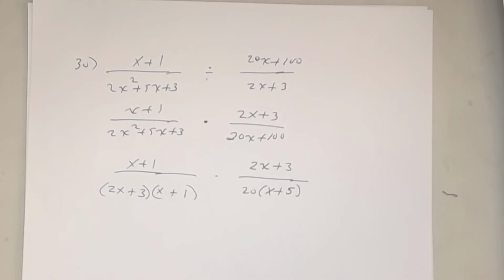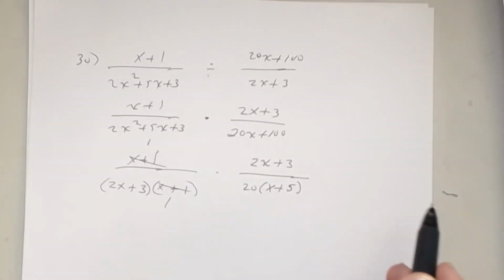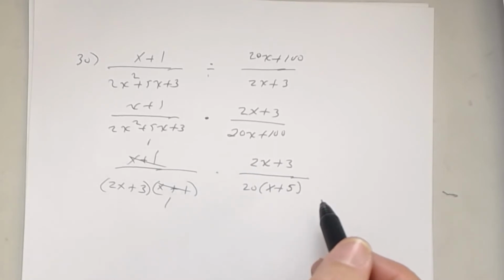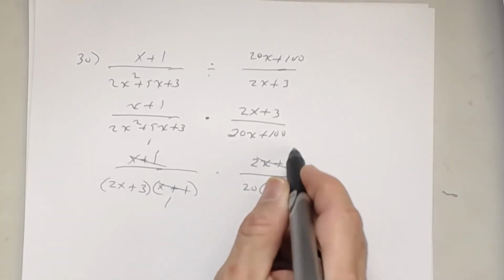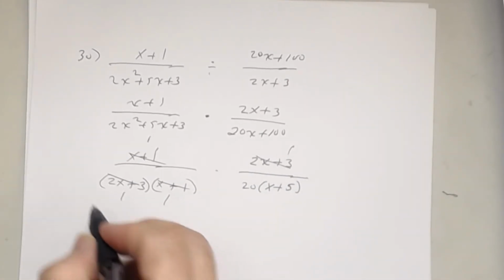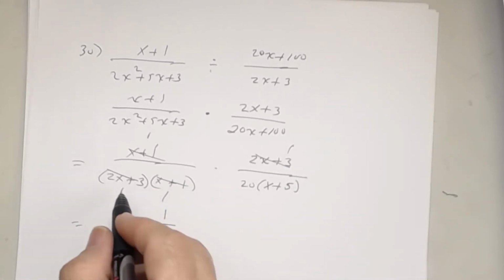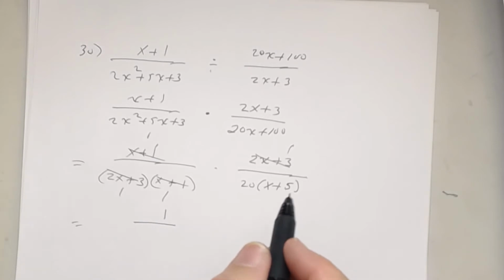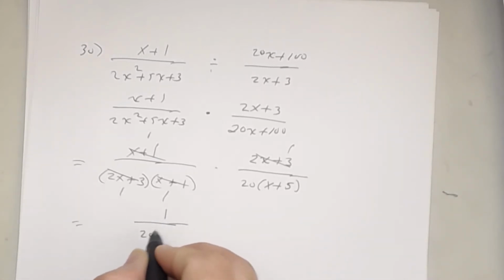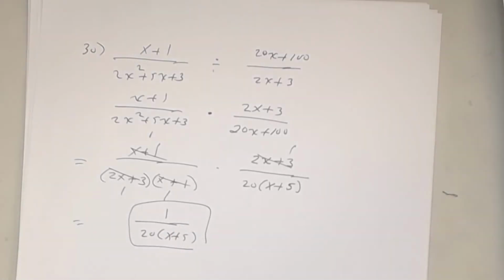First factor is x plus 1. Will that reduce with any factors in the denominator? Yes. So when those divide out, I'm left with 1 in their place. The next factor is 2x plus 3. Does that occur anywhere in the denominator? Yes. And that's all I can do. Now let's write the answer. 1 times 1 is 1. 1 times 1 times 20 times (x plus 5) is 20 times (x plus 5). There's your answer. Leave it in factored form.